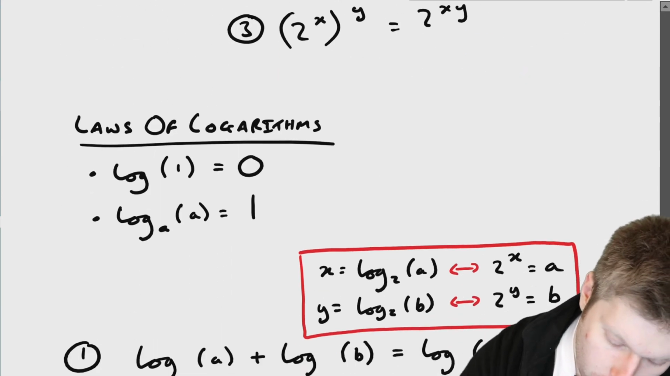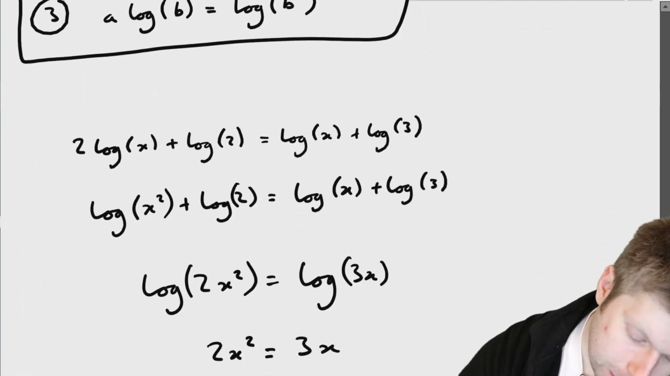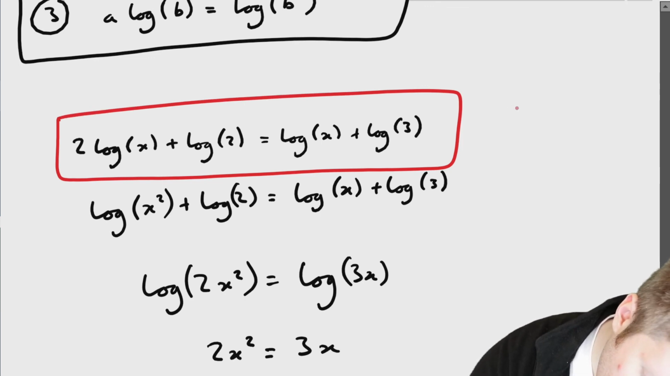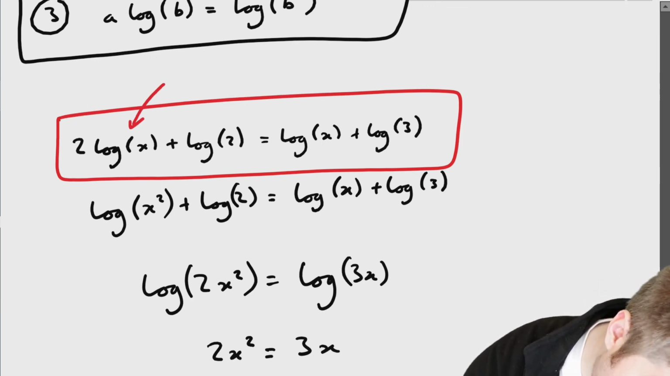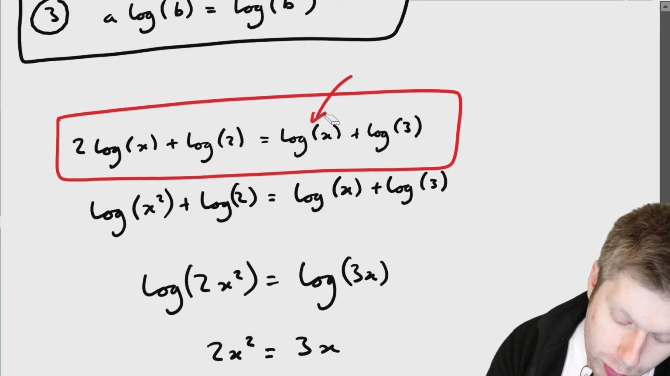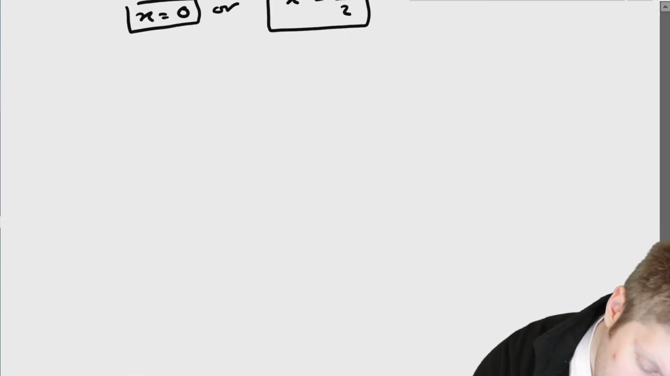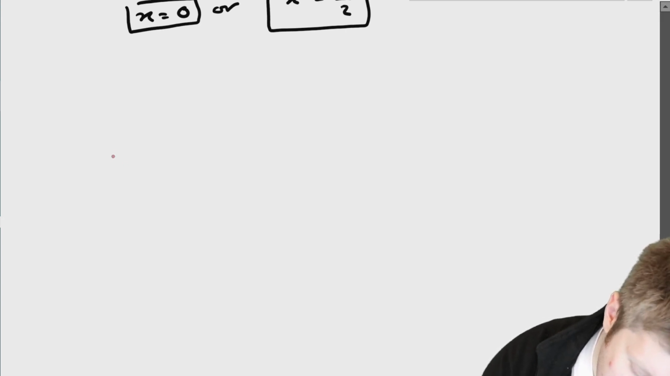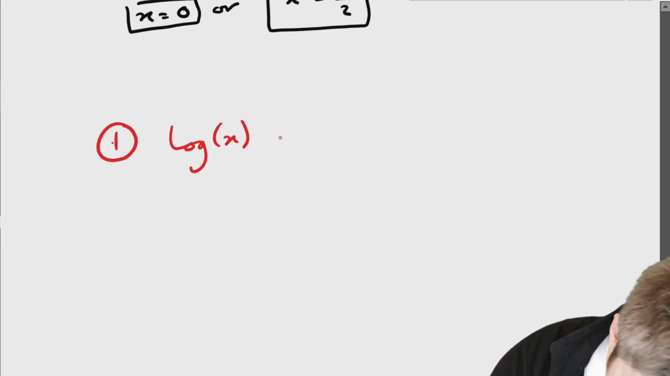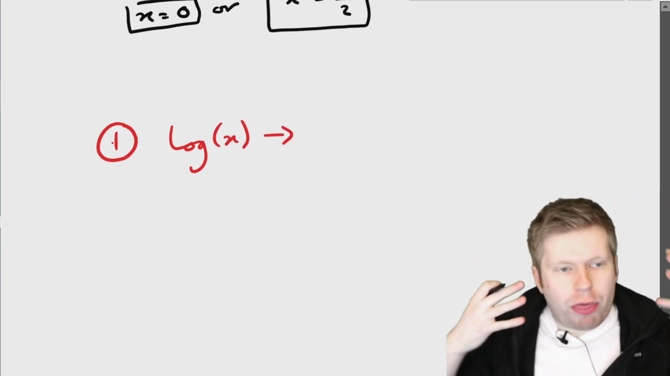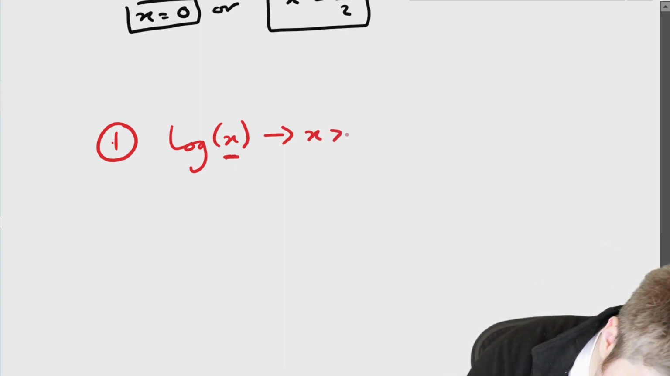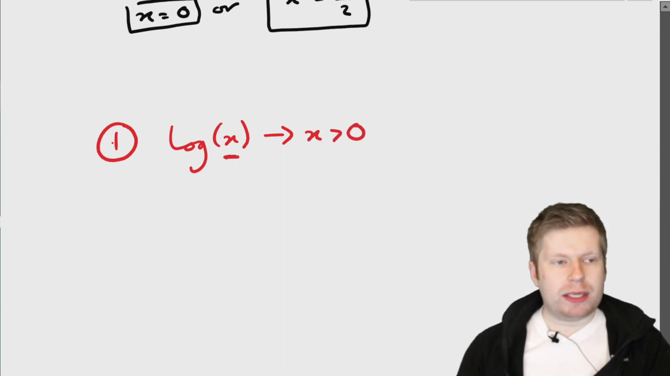So if we have a look at the logarithms in our original question, which is here, we had log of x and log of x. These are the two logarithms we had in our question. In order for this to work, and I'm going to draw this out as a little table, the logarithm we were dealing with was log of x, which means that the input, the x, has to be positive. It cannot be negative and it cannot be 0.